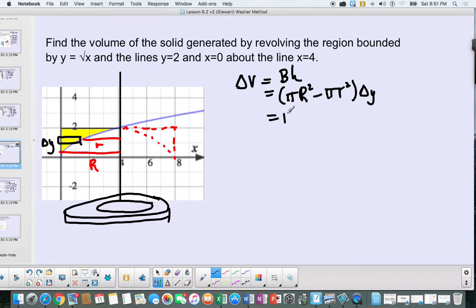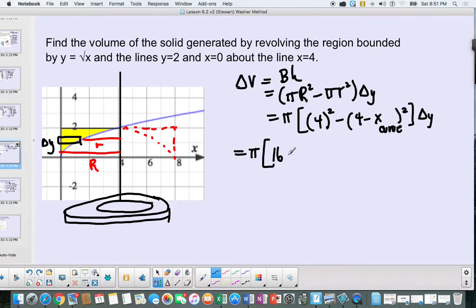I'm going to pull out the pi, and then I have to figure out how to write the big radius, and the big radius is always the same, it's 4. And the little radius right here is going to be this distance right here, and so the whole distance is 4, and then I have to take away this distance, which is the x of the curve. Quantity squared delta y.